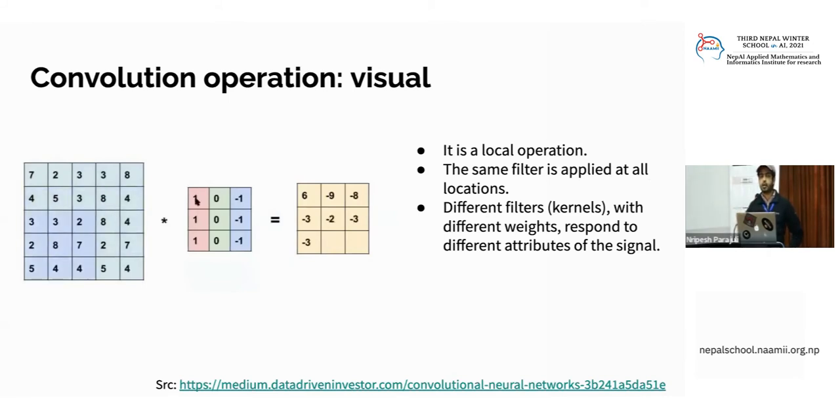A Gaussian blur doesn't necessarily respond to any particular thing. It just sort of smooths everything, right? There could be a horizontal edge detector as well. This is just a vertical.